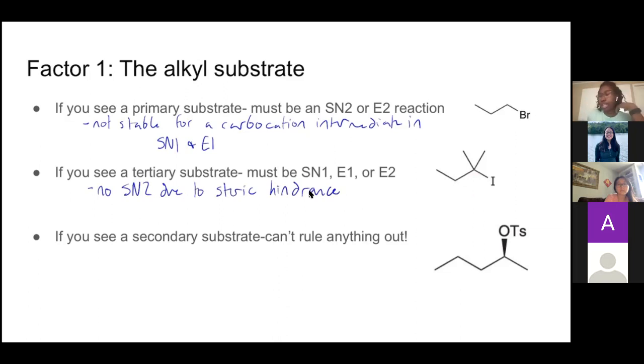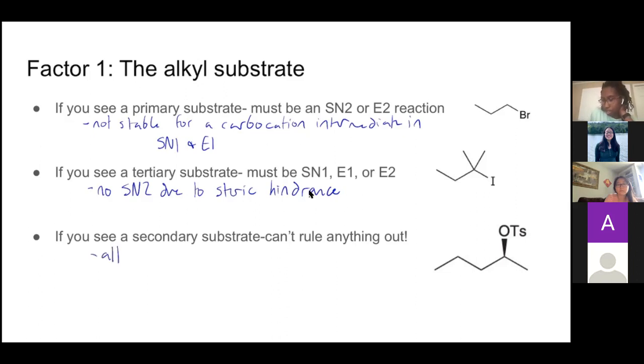Lastly, if we see a secondary substrate or something that looks like our example from earlier, we aren't going to be able to rule out any of the four reactions. This is because a secondary carbocation is still stable enough to form, so you can have your SN1 and your E1 reactions. However, it's not so sterically hindered that you couldn't have a backside attack form, so you'll still see SN2 reactions as well.